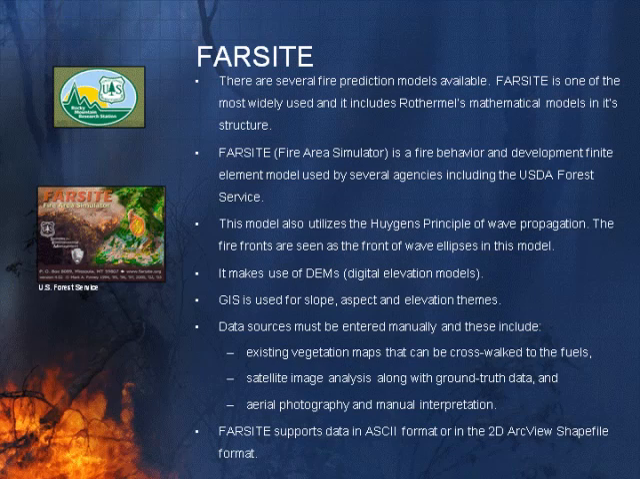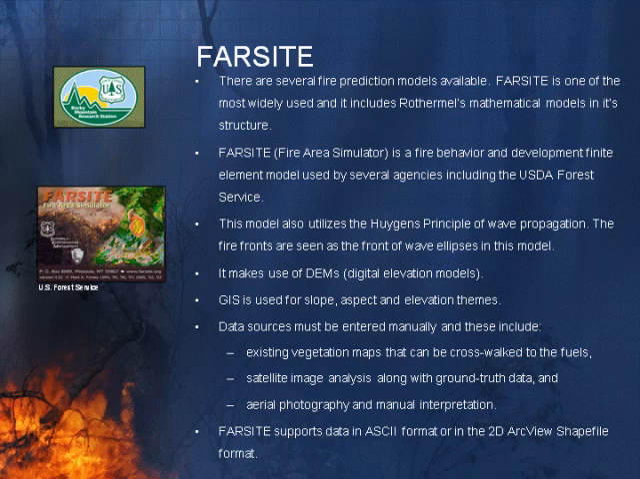It's called Fire Area Simulator, Fire Behavior and Development, a finite element model used by several agencies, including the USDA Forest Service. It utilizes Huygens principle of wave propagation, actually. They sort of added that into it, which is interesting. The fire fronts are seen as the front of a wave ellipse in this model. So they're modeling it as a wave ellipse. And if you think about it, there's convection going on there.